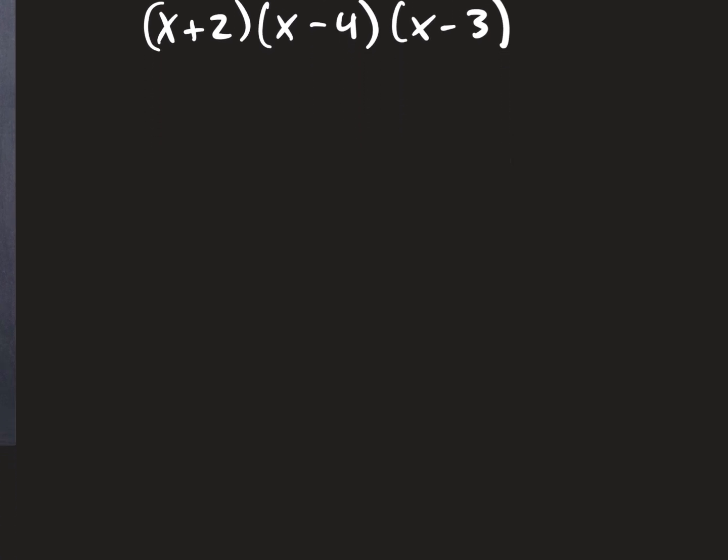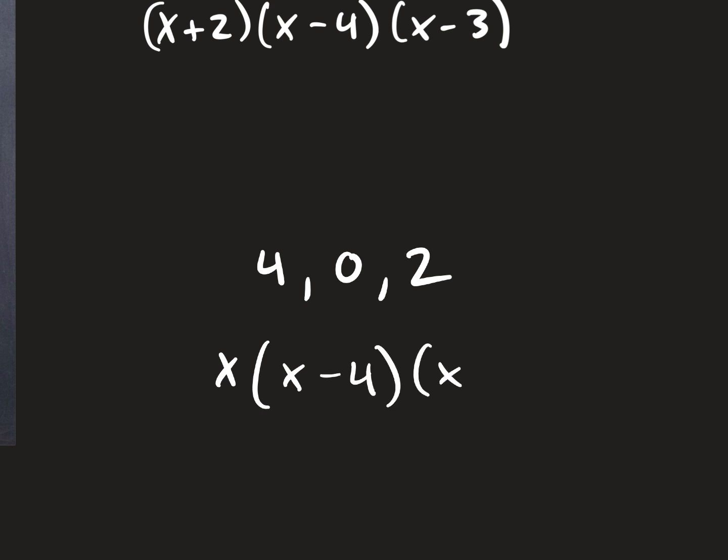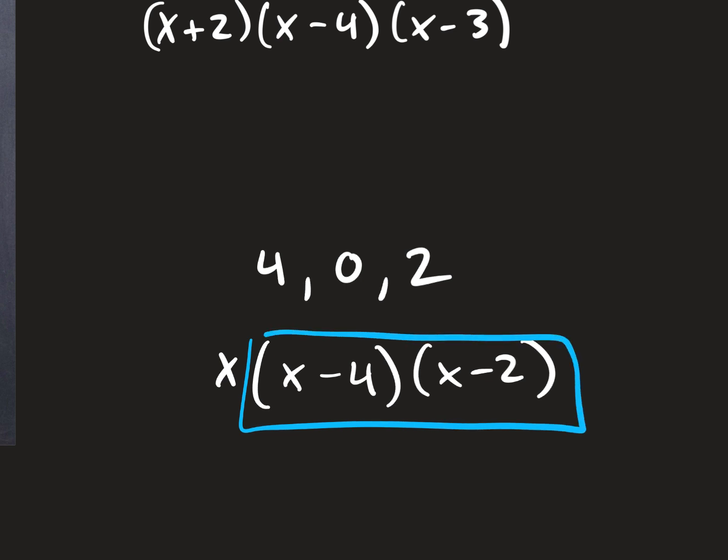Let's say I was given the zeros as 4, 0, and 2. What would I do here? X minus 4 and x minus 2. Perfect. Where did this x come from? The 0. Because we wouldn't write x minus 0. It's just x. What would you want to multiply out here first? Yeah, we'd want to multiply these two out first. And then at the very end, we're just going to distribute that x to everything.